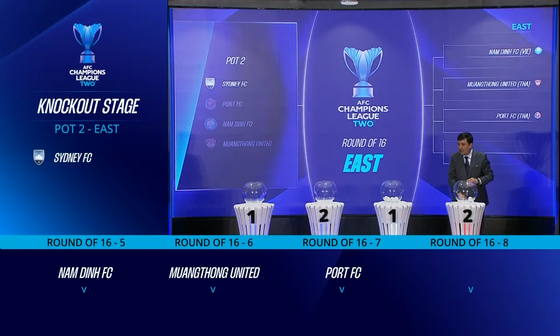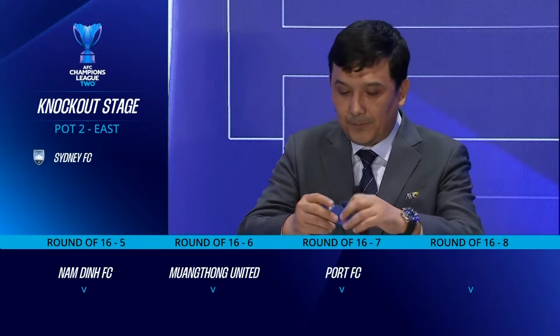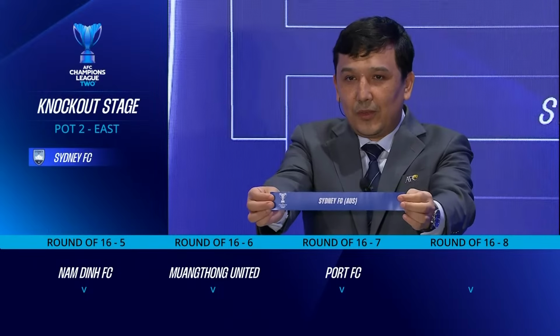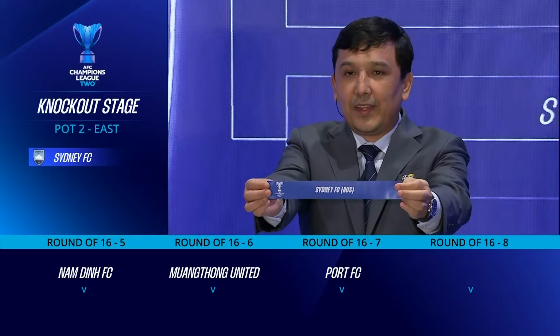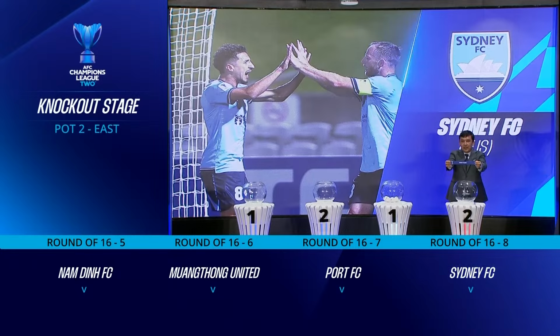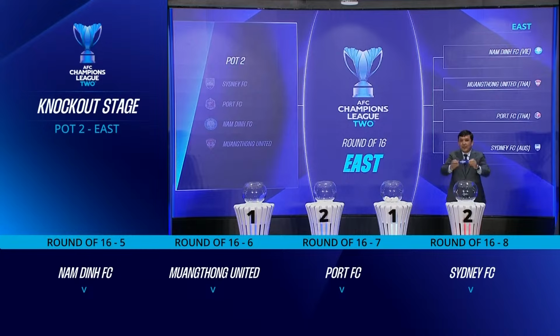Port FC from Thailand. The final ball is Sydney Football Club from Australia. Here is the confirmation. 2023 Australia Cup champions. This is their second title. They have appeared in the AFC Champions League 7 times, and they have finished even in round of 16 in 2016 in AFC Champions League. They will take last position among Team A of round of 16 cast in East region.